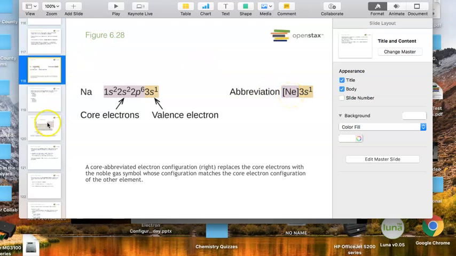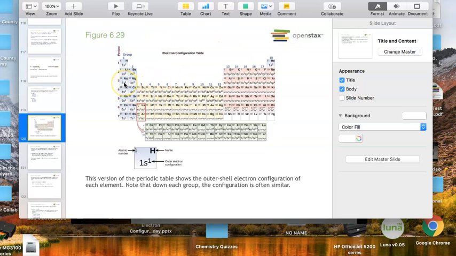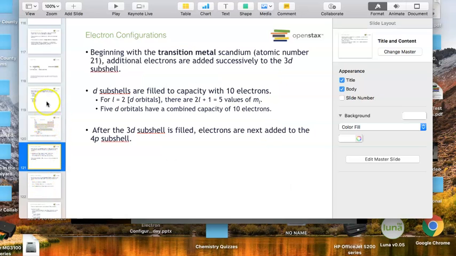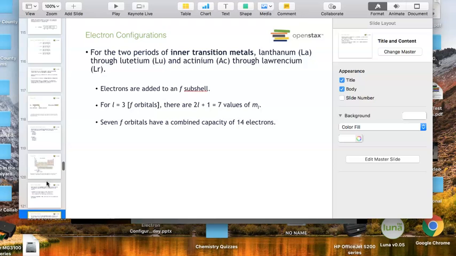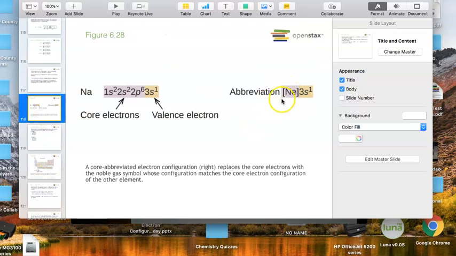So for sodium, the nearest noble gas preceding the element is neon. So the electron configuration for neon is 1s2, 2s2, 2p6. So we can start with neon by showing the abbreviation for neon. Okay, so the abbreviated version of the electron configuration would be writing neon in brackets and then writing your valence electron, 3s1.